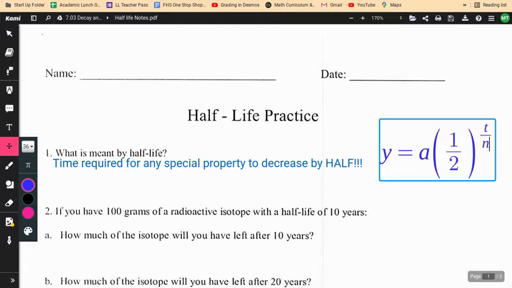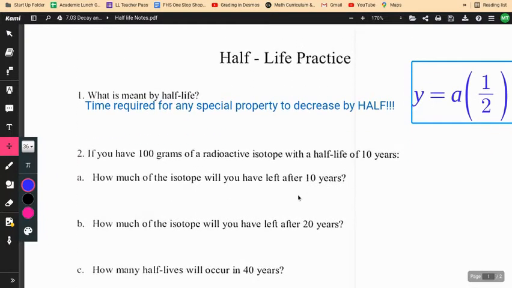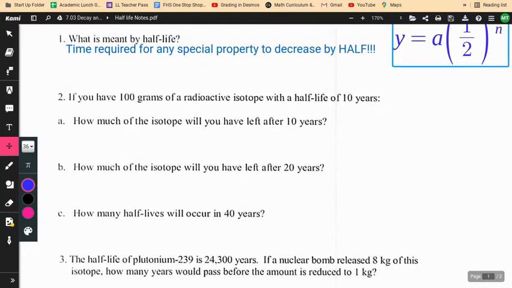Okay, so in this equation, y represents the final amount, a represents the initial amount, the decay factor is always 1/2, t represents the time, and n represents how long it takes that half-life to occur. We'll come back to this equation in just a second. If we look at number 2, this is a really easy, good example of how half-life works. We can do most of these in our head.